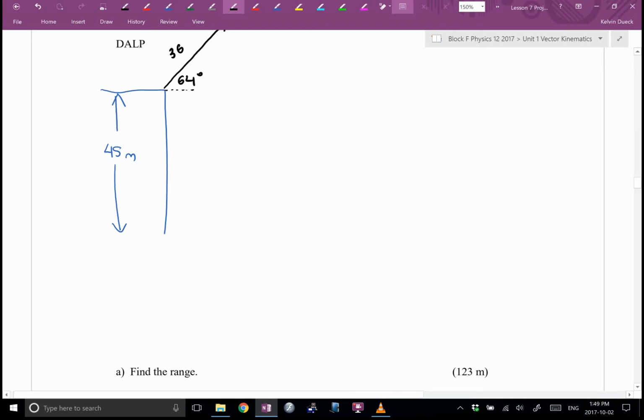Here's how my brain tackles this. First of all, is this a projectile? That's a job for a T-table. Horizontal, vertical.